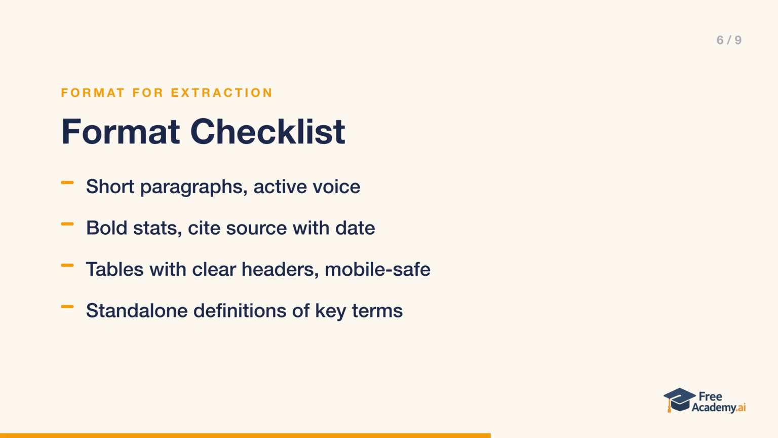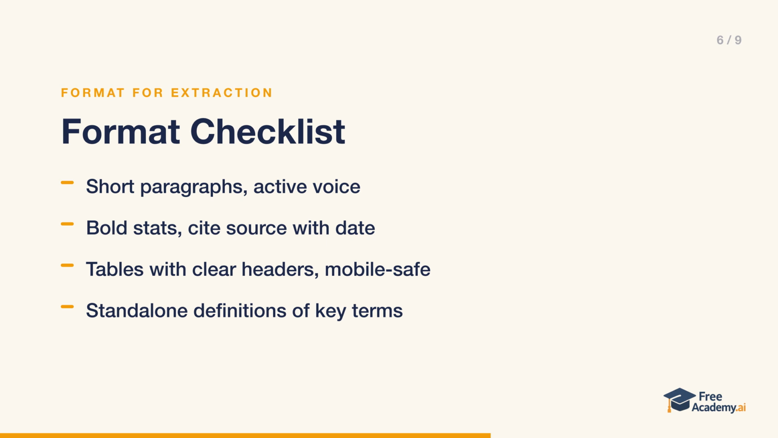The format checklist covers 4 content types. For text, direct, active writing, short paragraphs of 3 to 4 sentences, clear topic sentences, and appropriate hedging that is neither over nor under. For statistics and data, bold or highlight them so they stand out, cite the source with a date, provide context, and update them regularly.